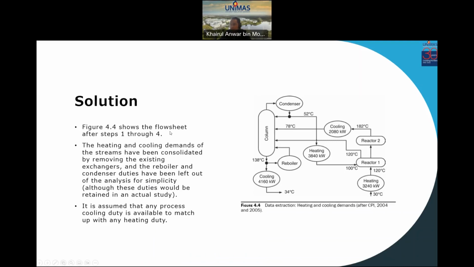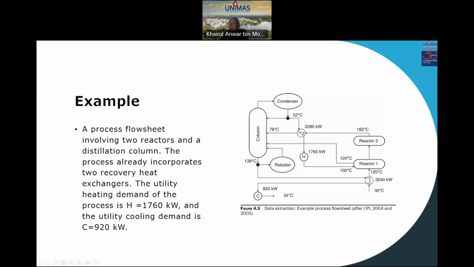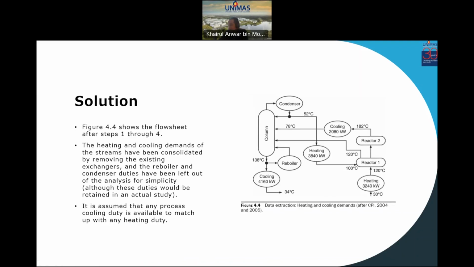So this figure shows the flow sheet after step 1 until step 4. The heating and cooling demands of the streams have been consolidated by removing the existing exchangers. So you remove the heat exchangers, and the existing reboiler and condenser duties have been left out of the analysis for simplicity. It is assumed that any process cooling duty is available to match up with any heating duty. So both heat exchangers are gone.